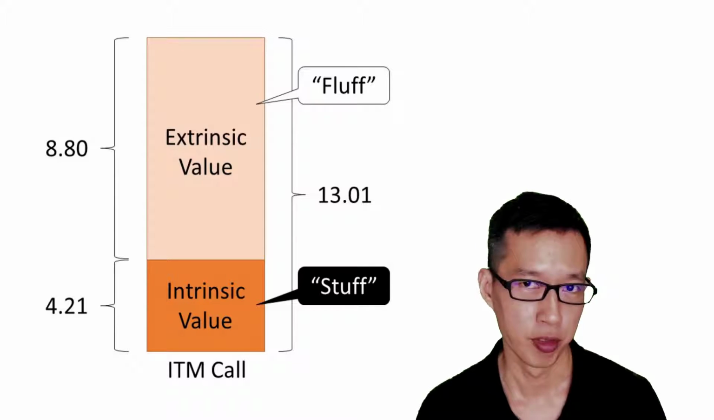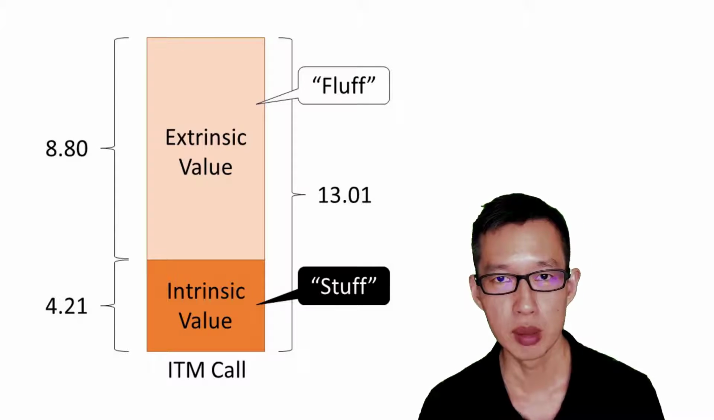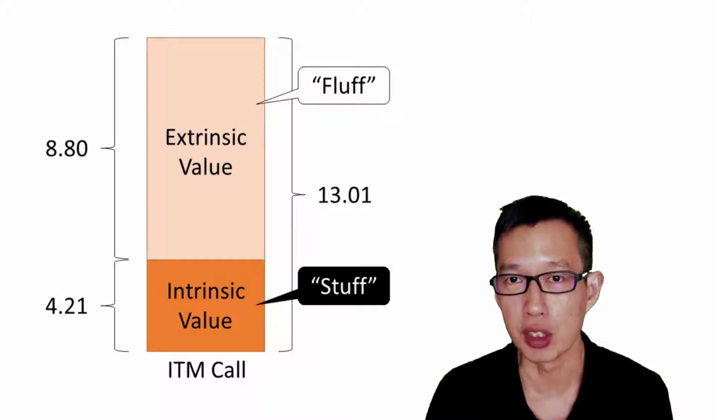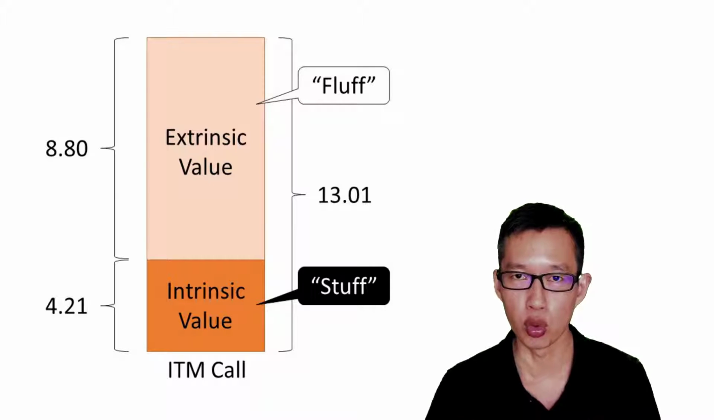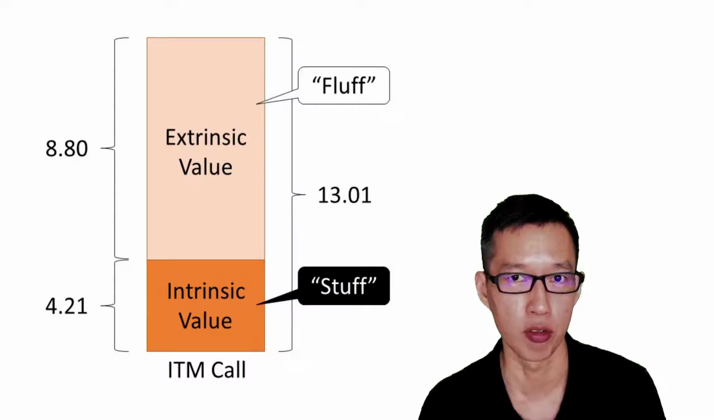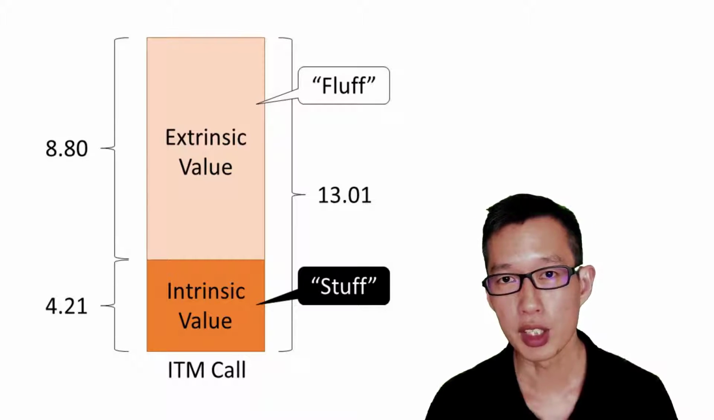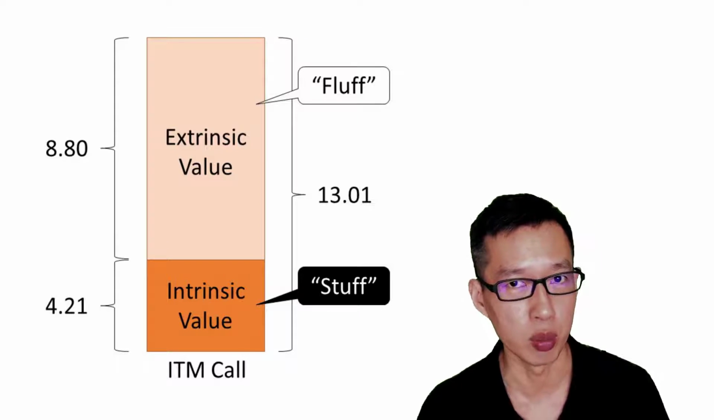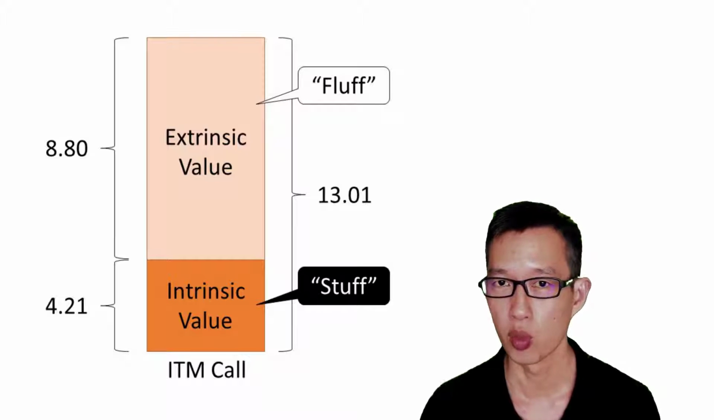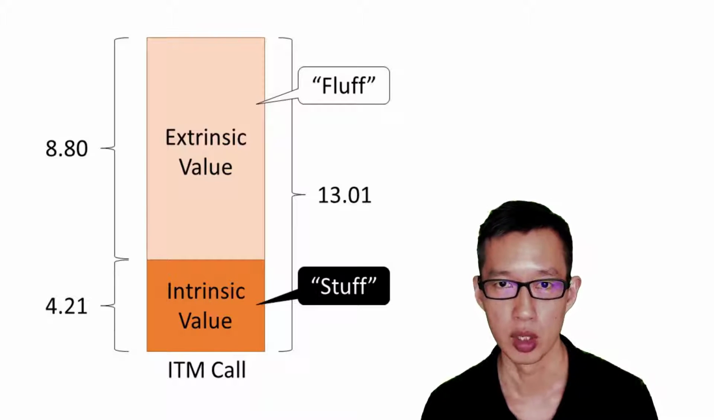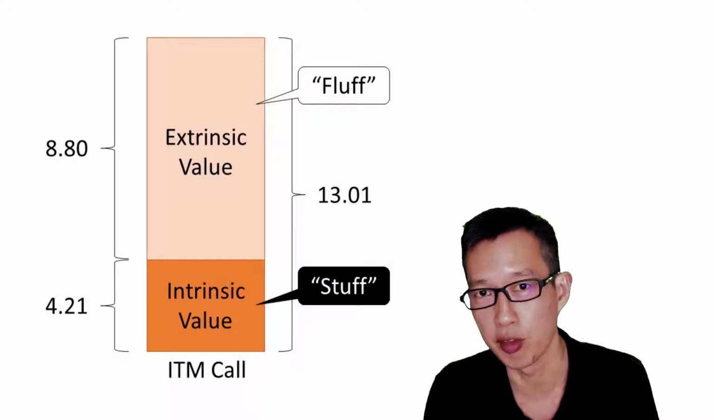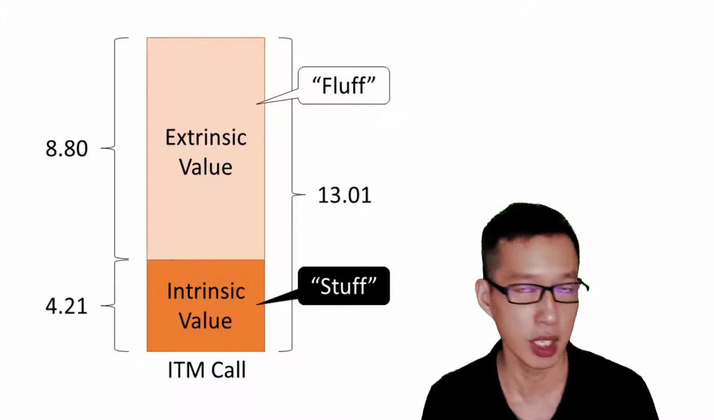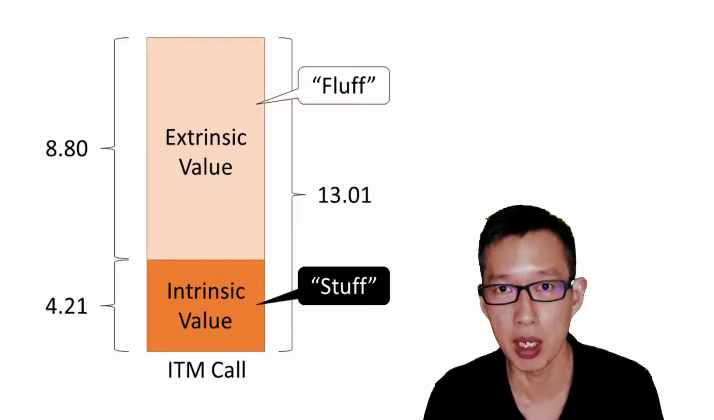This fluff, this extrinsic value, is basically the price we pay for hope or the price we pay for fear. It is a price we pay because we don't know what the future will hold. It is the price of uncertainty. The more uncertainty in the future, the more fluff there will be and the higher the extrinsic value will be. So when we pay $13.01 for this in the money option, the actual stuff that we have, the intrinsic value, is only $4.21. The remaining $8.80 is just hope. We are paying for that hope.